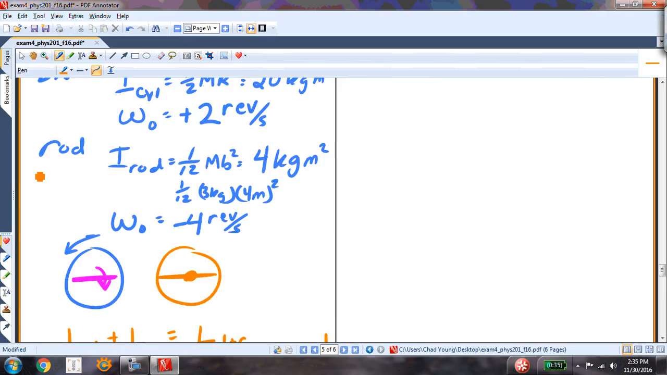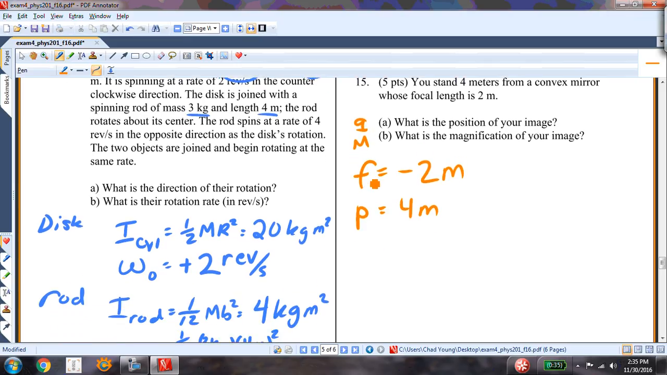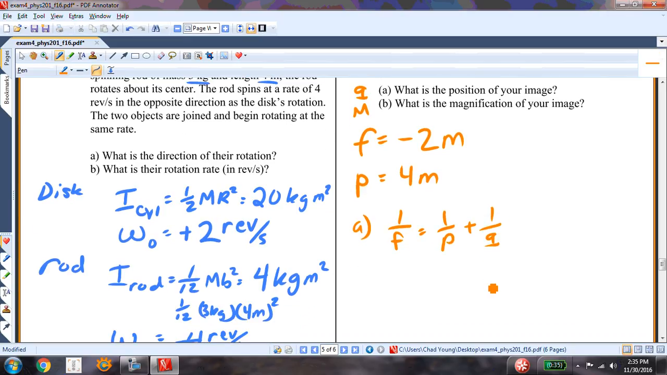All right, 16. Stand 4 meters from a convex mirror whose focal length is 2 meters. For a convex mirror, that means my focal length is -2 meters. P is 4 meters. Okay, so I'm looking for Q and I'm looking for M. These are largely just sort of plugging in the right equation. So I have 1 over F equals 1 over P plus 1 over Q. I want to know what is Q. So Q is 1 over F minus 1 over P.